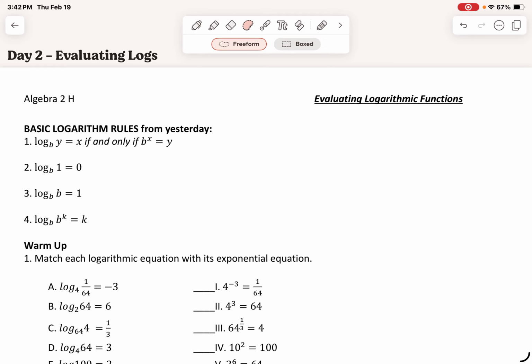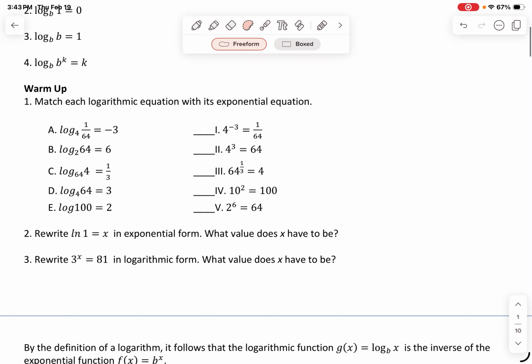Log base b of b to the k power is equal to k, because remember that this right here is 1, and then we have other properties that tell us what to do with that k, but anyways, it's equal to your exponent k, okay? All right, go ahead and pause the video and try this warm up right here, see how you do.